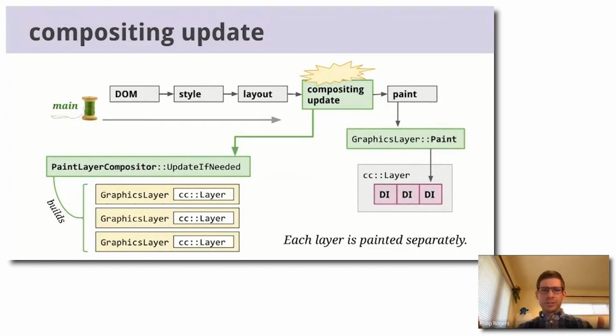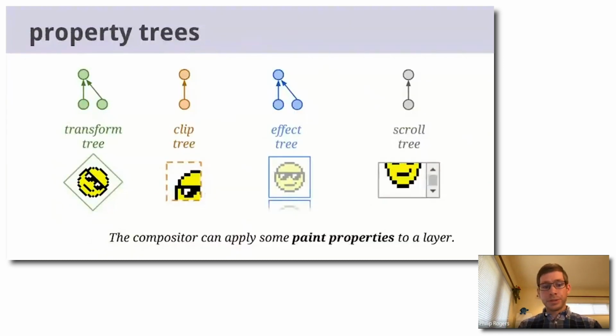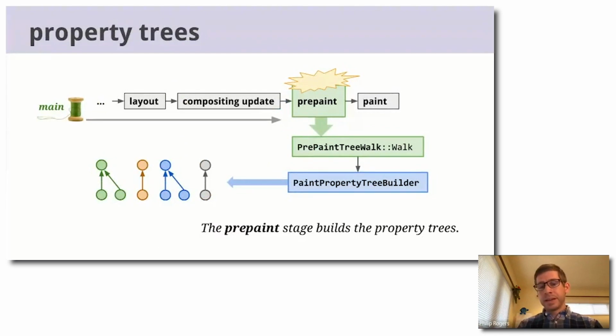Now, if all we have is a collection of layers, you can't do anything with that. You need to know which layers are scrollable or how they transform with respect to each other. So this additional information is called property trees. And we build these property trees in another step between layout and paint called Prepaint. So we just talked about two new steps in order to implement this threaded compositing idea.